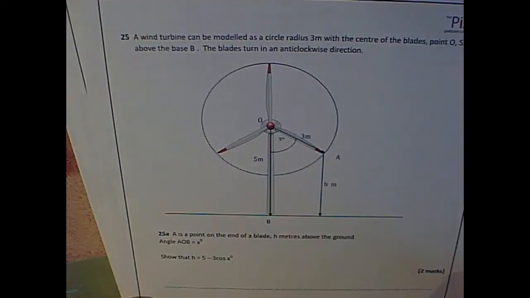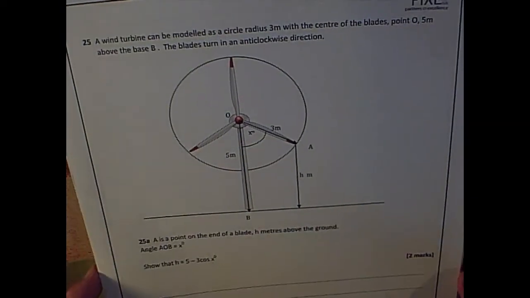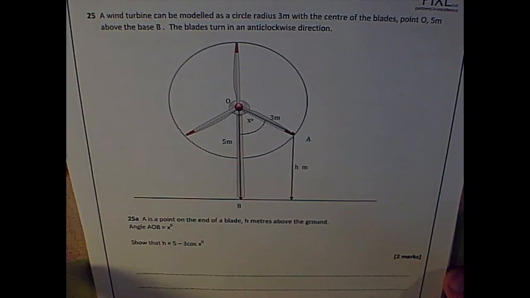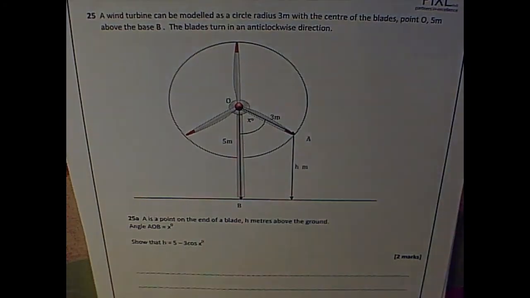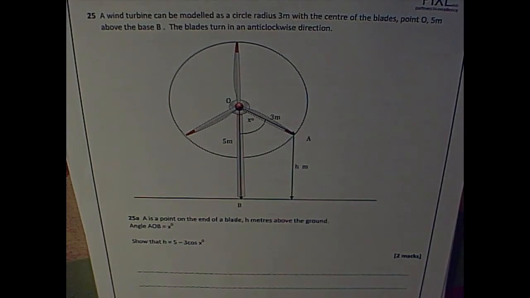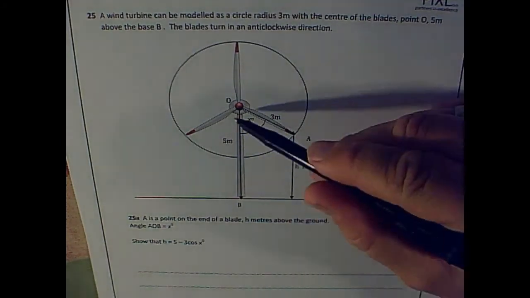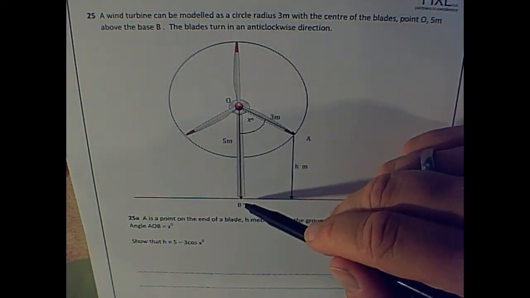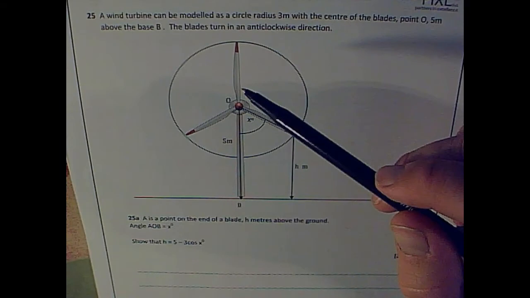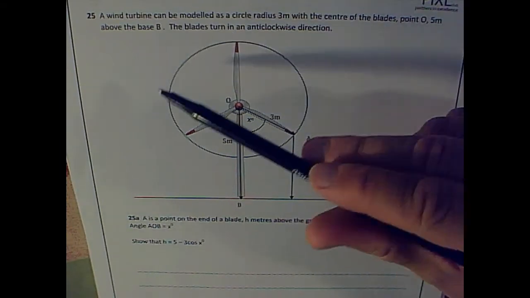Okay, question 25. Looks a bit of a fiendish question. Let's see if we can puzzle it out. A wind turbine can be modelled as a circle, radius 3 meters, with the centre of blades point O, 5 meters above the base B. The blades turn in an anti-clockwise direction.